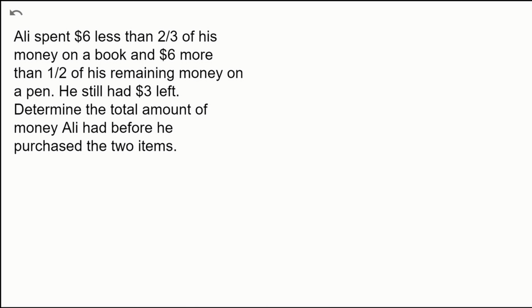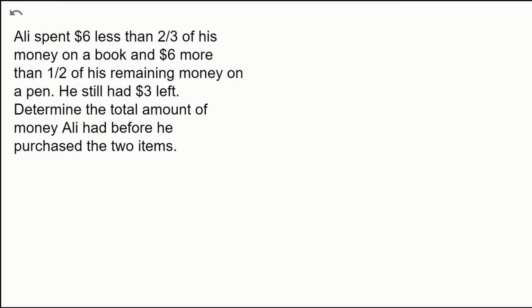Alright, so this problem says Ali spent $6 less than 2/3 of his money on a book and $6 more than 1/2 of his remaining money on a pen. He still had $3 left. Determine the total amount of money Ali had before he purchased the two items.